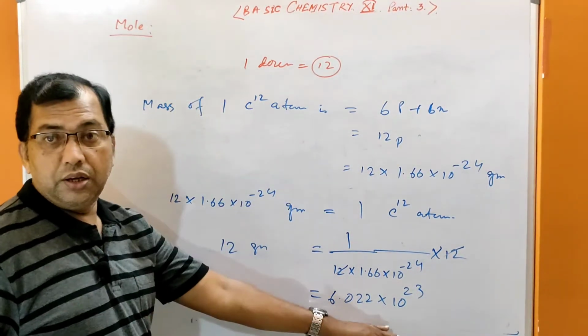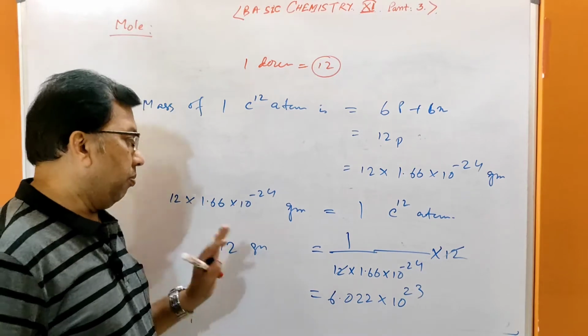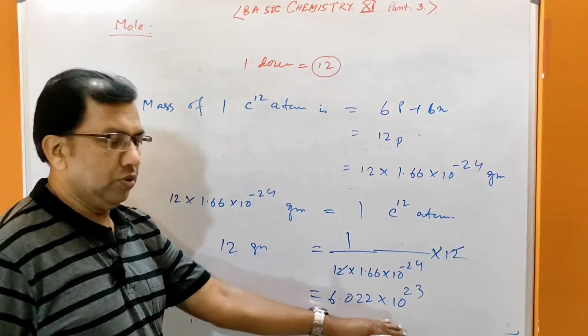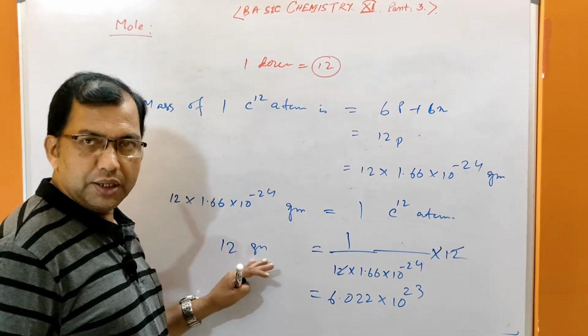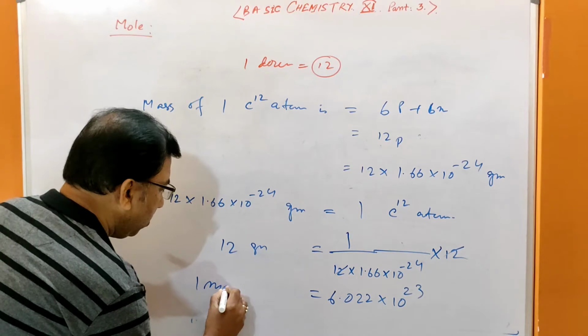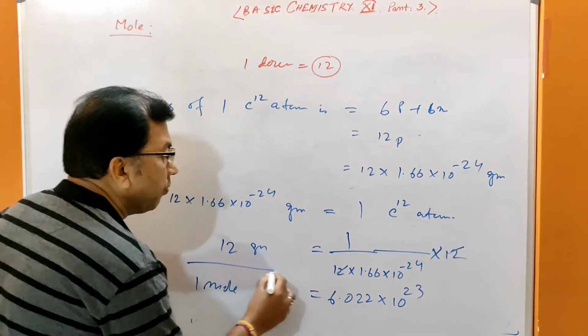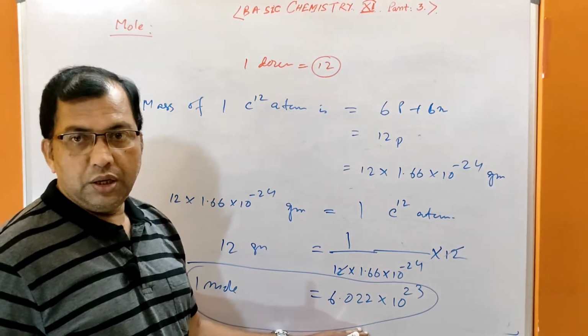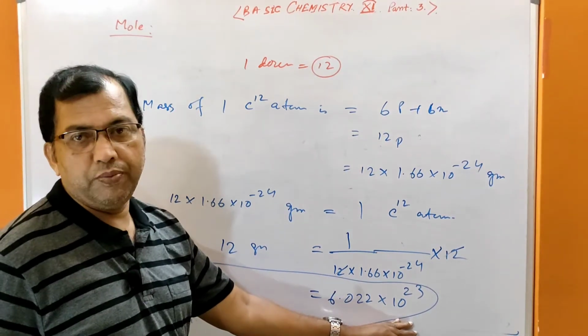This is the number of atoms in 12 grams of carbon-12. This is 6.022 × 10^23. That means 1 mole equals this. 1 mole equals this number. Okay, it has no unit.